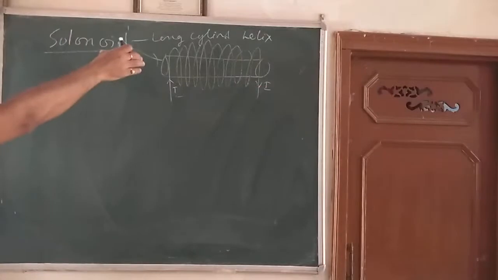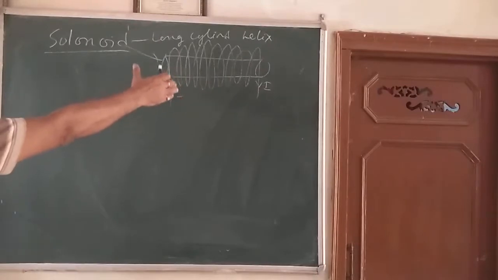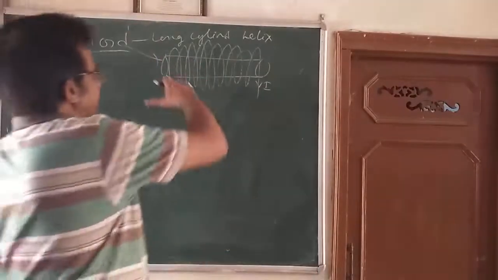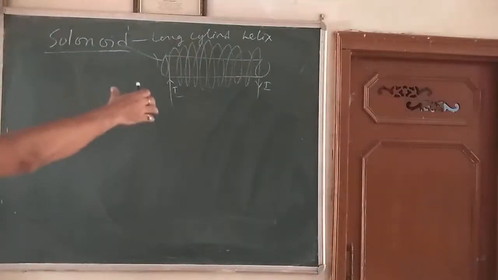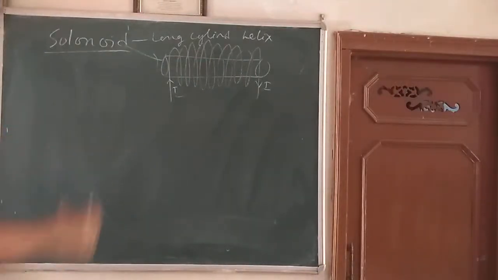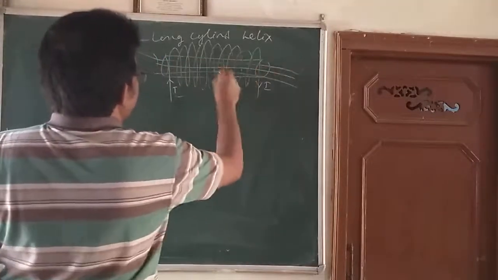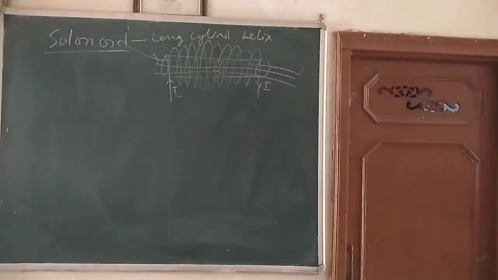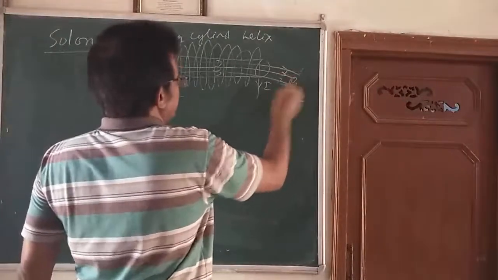When the current is passed through the solenoid, a magnetic field is produced around and within the solenoid. The magnetic field within the solenoid is uniform. It is something like this. Here is the magnetic field set up inside the solenoid and parallel to the axis of the solenoid. Here is the magnetic field inside the solenoid.